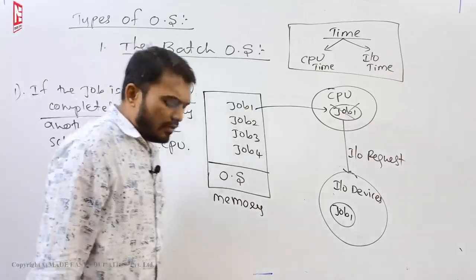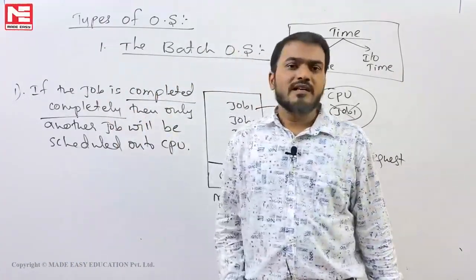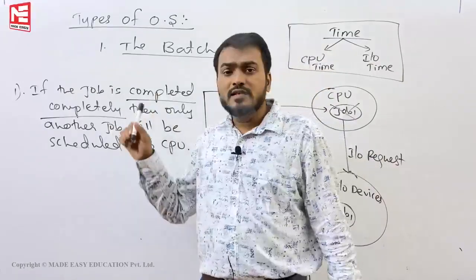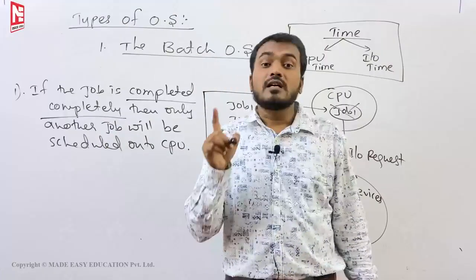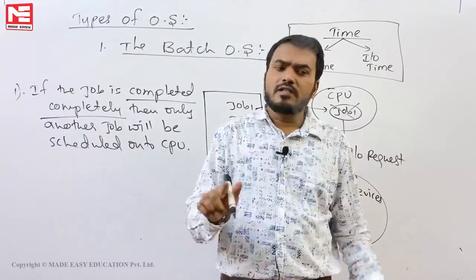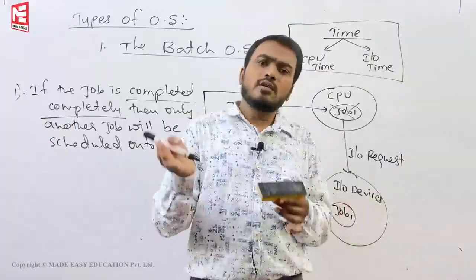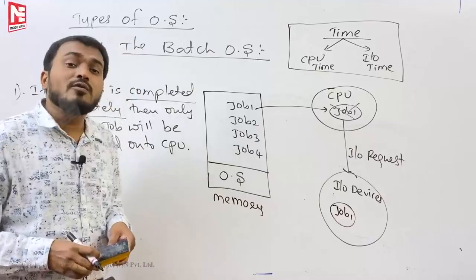Now understand here, I am writing if the job is completed completely. What does that mean? If the job is completed completely, then only another job will be scheduled. What is the meaning of completed completely? Including CPU time and also IO time. If the job is completed totally, then only you schedule another job. So if that is the case, what will happen?